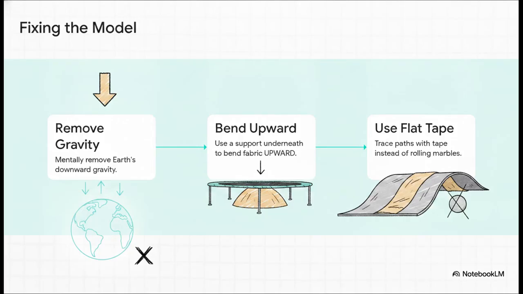So, how do we fix this broken trampoline model? Okay, first, we have to mentally turn off Earth's downward gravity. Just remove it. Second, instead of a heavy ball pushing down, imagine using a support underneath the fabric to bend it upward. And third, we've got to stop using rolling marbles. Instead, take a piece of flat, straight tape and try to lay it smoothly across that upward bump. That straight tape will inevitably wrinkle and curve to navigate the surface. And that bent tape, that represents the true, completely force-free path through curved space.